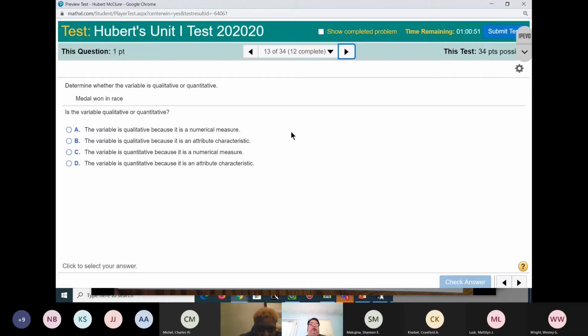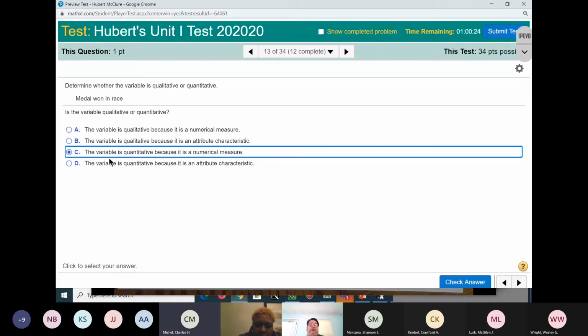What is the variable? Is the variable qualitative or quantitative? Medals won in a race. Do you count them or do you measure them? You count them. And which one says count? Quantitative. So it's either Charlie or Delta. Good God, they do everything in the world to make you complicated. Charlie should say the variable is quantitative because it has numerical meaning.